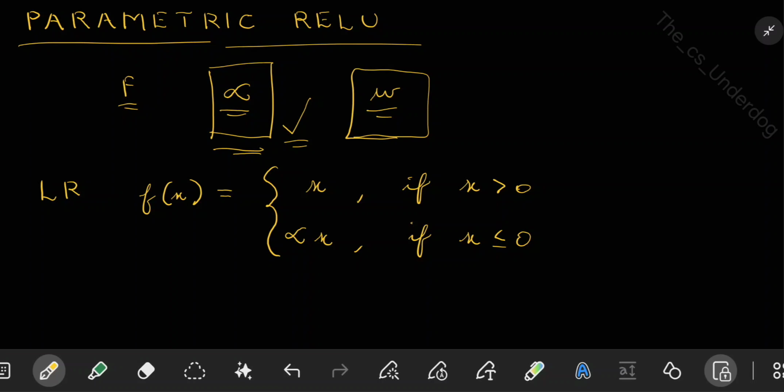Alpha into x. So this alpha hyperparameter is the new problem. Then we are now introducing parametric ReLU. How does the formula look in case of parametric ReLU? If it is parametric ReLU activation function, then this formula will look exactly the same as what you learned in case of leaky ReLU. So the next question is, if the formula is exactly the same, then where is the difference? This is what we want to learn.